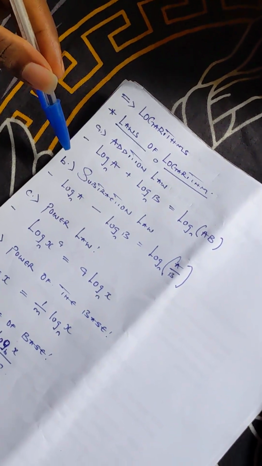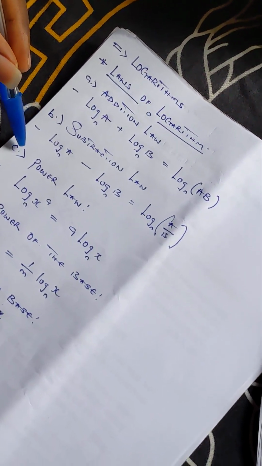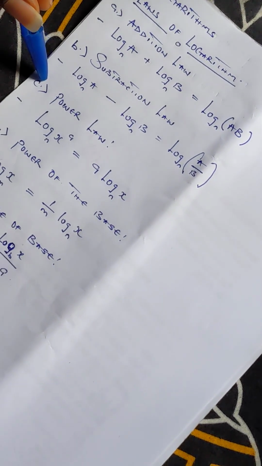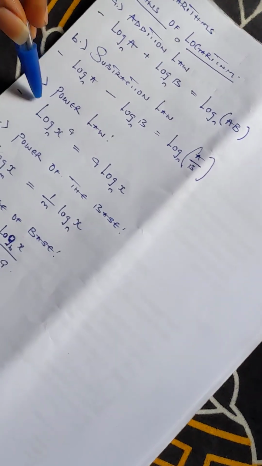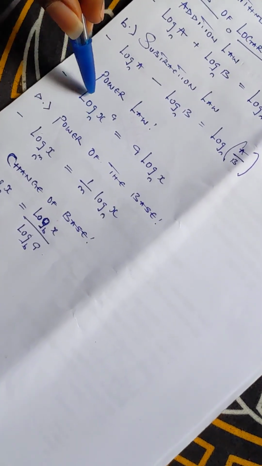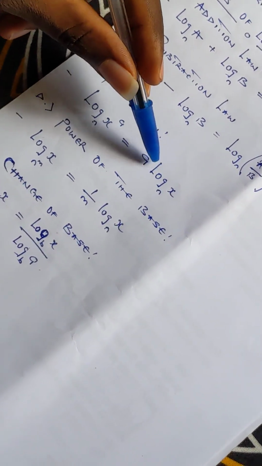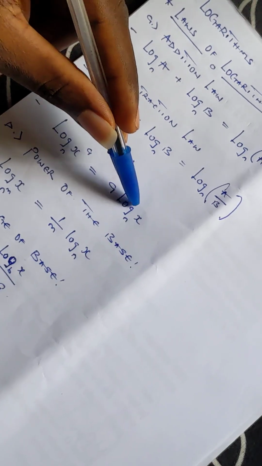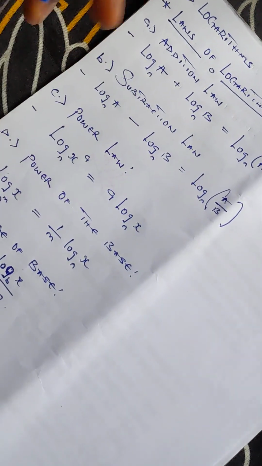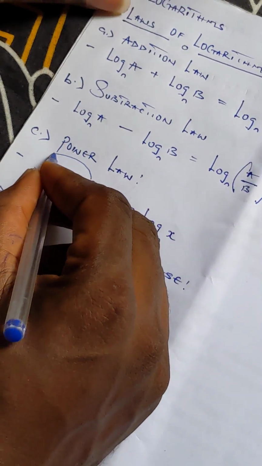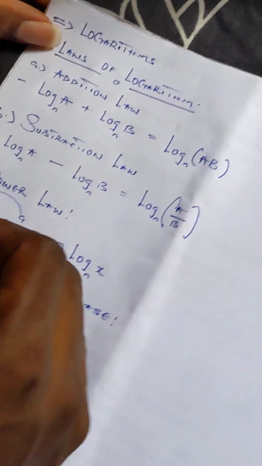Now, after the subtraction law, we have what is called the power law of logarithm. What does it state? Power law of logarithm states that log x raised to power a base n is equal to a log x base n. Now, what does this mean? In power law, this simply means that the power will have to come forward to the front of the log.